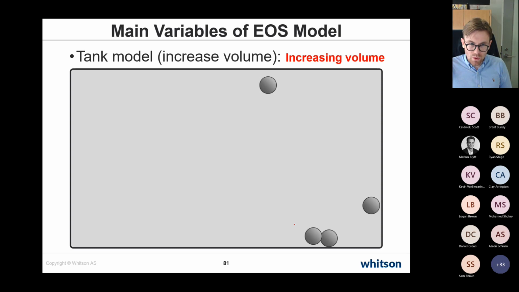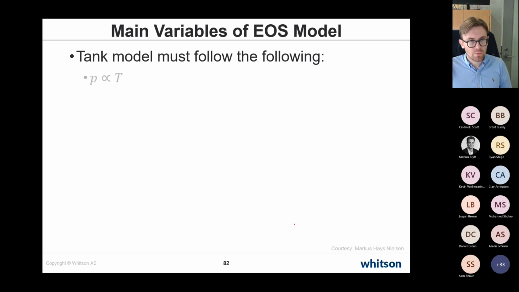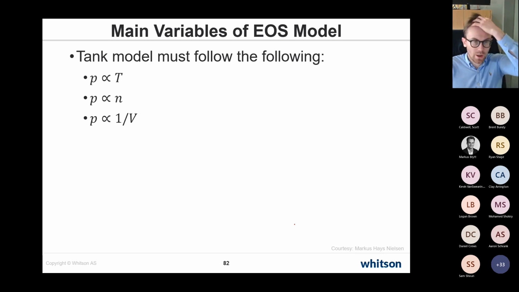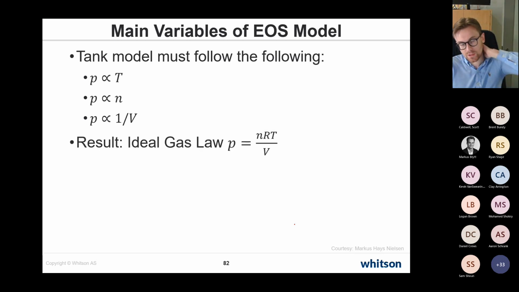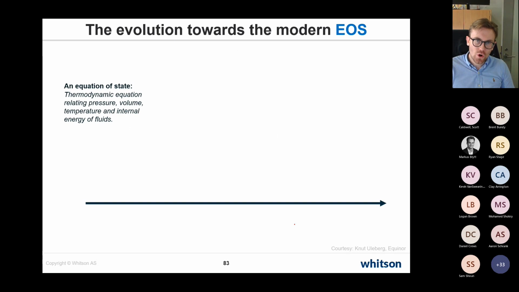So the observations that we made is that pressure should be correlated with temperature. We know that pressure is correlated with the number of moles. We know that pressure has an inverse relationship to volume. And the result there is essentially what we know as the ideal gas law. And why do we start with the ideal gas law? Well, the ideal gas law was one of the first equation of state models that we had in the industry. It was introduced back in 1837.